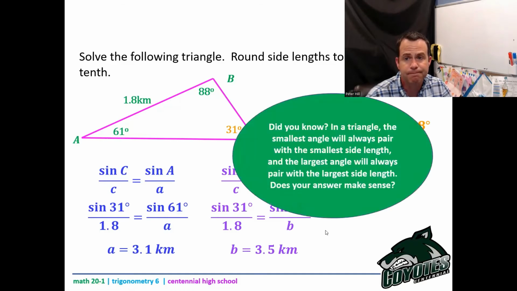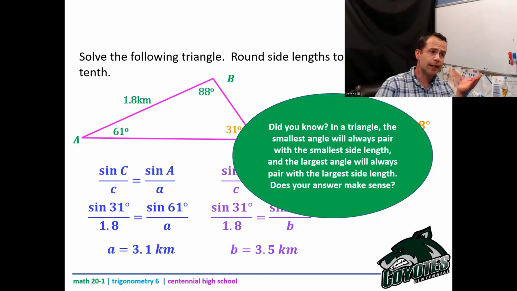Easy peasy. Did you know, maybe you did, maybe you didn't, in a triangle, the smallest angle will always pair with the smallest side length, and the largest angle will always pair with the largest side length. That's a helpful thing to know to make sure your answers make sense. The longest side should pair up with the largest angle, the smallest side with the smallest angle, and the side in the middle with the angle in the middle.